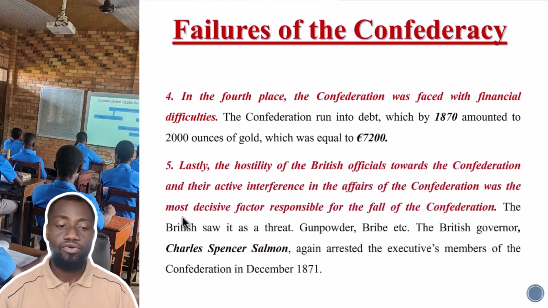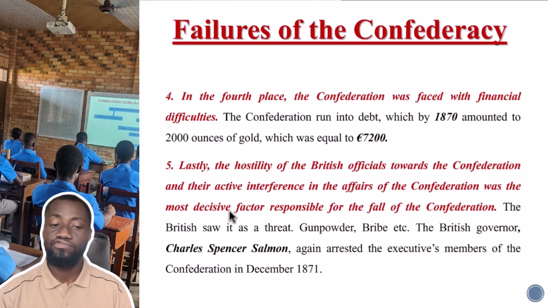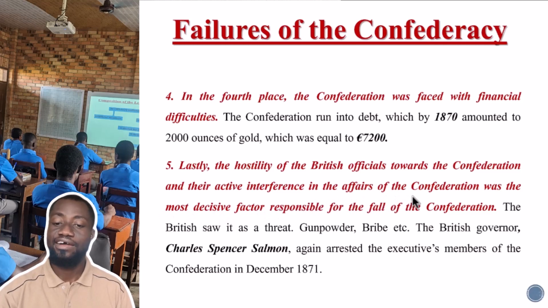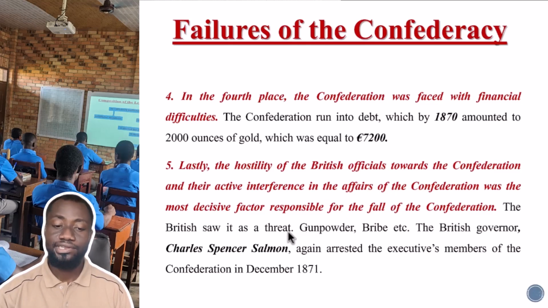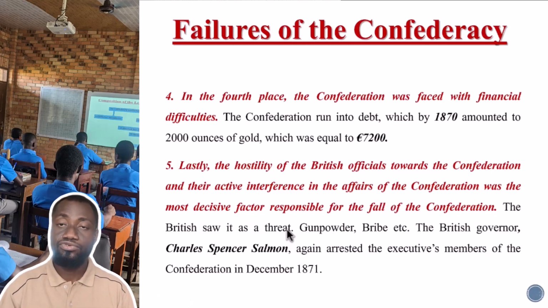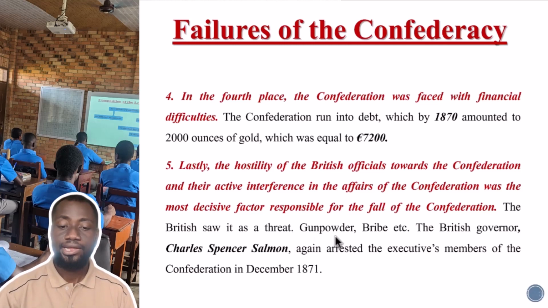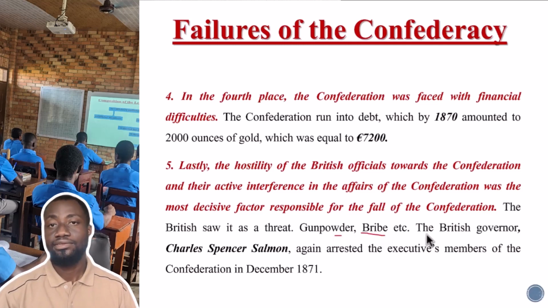Now, the last of it all was the hostility of the British officials towards the Confederation, and their active interference in its affairs, which was the most decisive and responsible for the fall of the Confederation. The British saw the Confederation as a threat, and because of that, they refused to sell gunpowder and ammunition to the army of the Confederacy. Again, they also bribed some of the member states to come out of the Confederation.